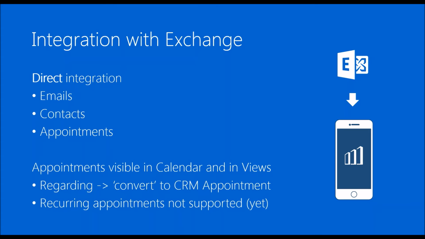We already download emails and contacts, and right now we have added appointments from Exchange, so you will see them in the mobile application. They will be visible directly in the calendar and in all the appointments views, and you can use the regarding field, which will be available on that appointment, to convert them or create a CRM appointment out of that. At the moment, support for recurring appointments is not available, so this will come in the autumn release.